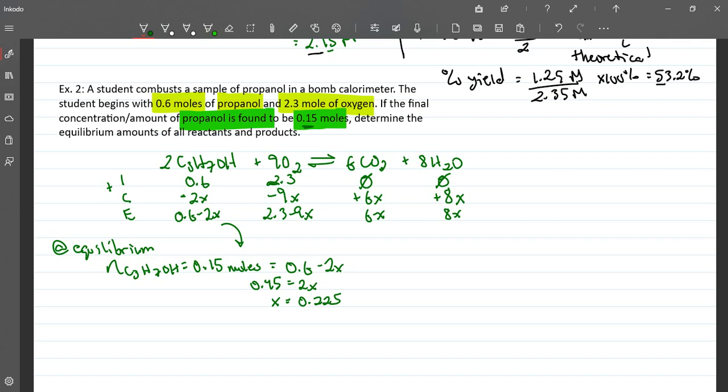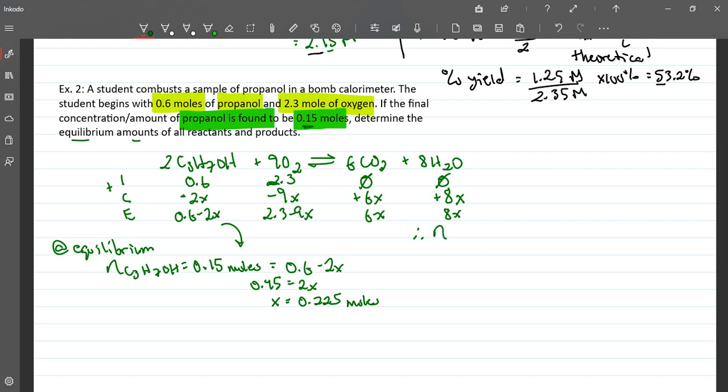Okay, again, let's remember what our units are. We get 0.225 moles of x. Now, we have to solve then for our equilibrium amounts of all reactants and products. Okay, x doesn't represent anything really, but we now are able to plug it in to find out all those amounts at equilibrium. So let's do concentration. Oh, we're going to write concentration again. It's not concentration, it's moles.